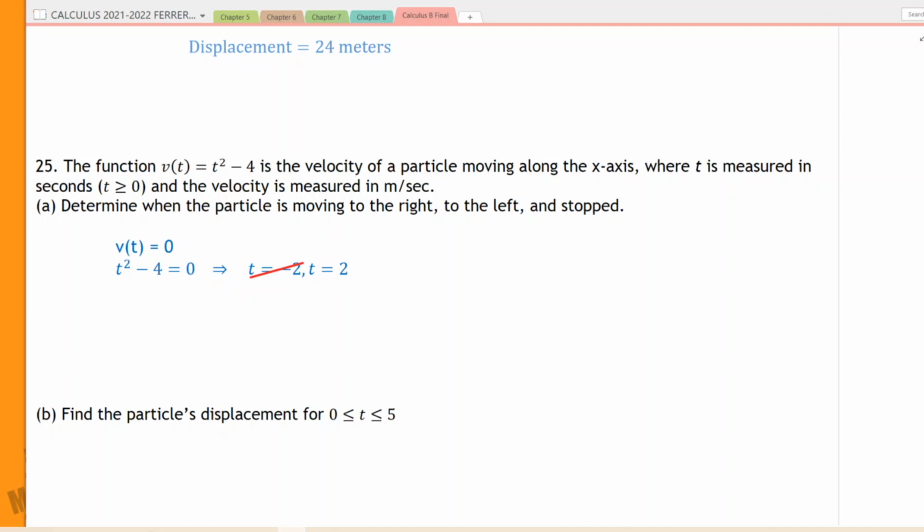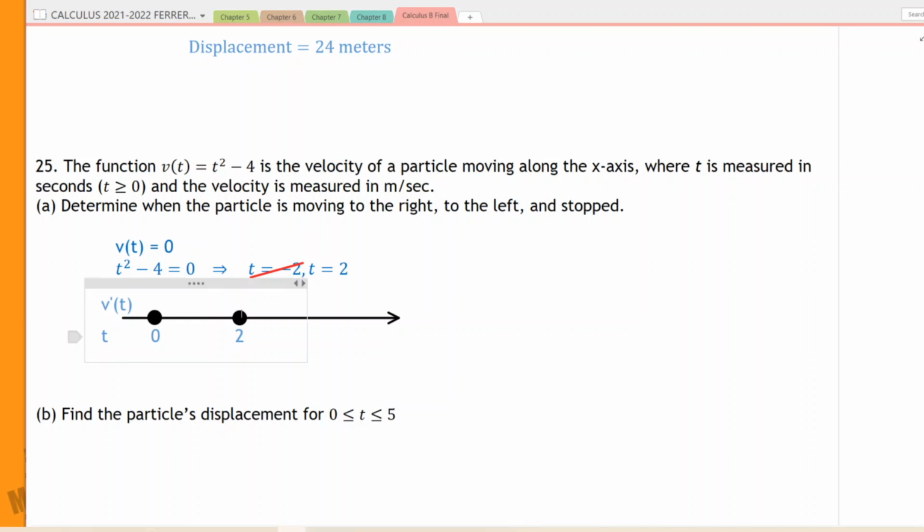So now we're going to take a look at our number line. Now, the lower part here, that's going to be our values of t, and above the number line, that's going to be our velocity, or v prime of t. So we need to know, is v prime positive or negative? If v prime is positive, the particle is going to move to the right, and if v prime is negative, the particle is going to move to the left.